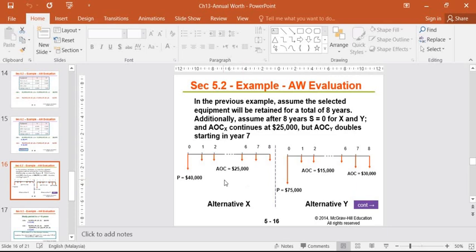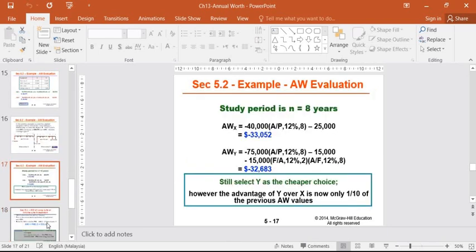But for Y, the value for AOC is the same. So this AW is CR plus AOC. But for the other one, for the varying AOC, you can see we have to use a formula to get it. All right. So for X, it's straightforward. We just take that one, plus the AOC of 25 still paid.